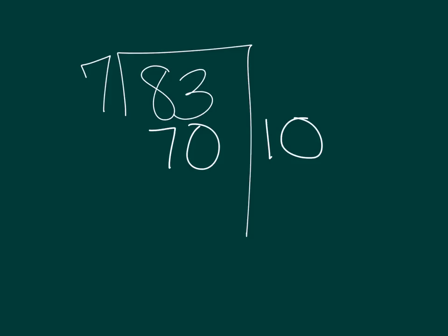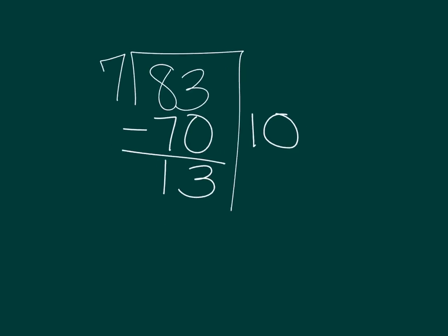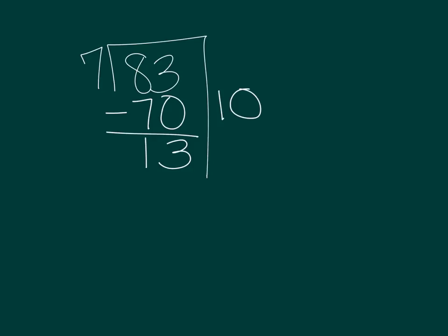Now, what do I do with those two numbers? Sebastian? You have to subtract. Let's subtract it. Everyone subtract with me. What is 3 minus 0? 3. What is 8 minus 7? 1. So it gave me 13. So now my new dividend is 13. So on the inside, I have 13.